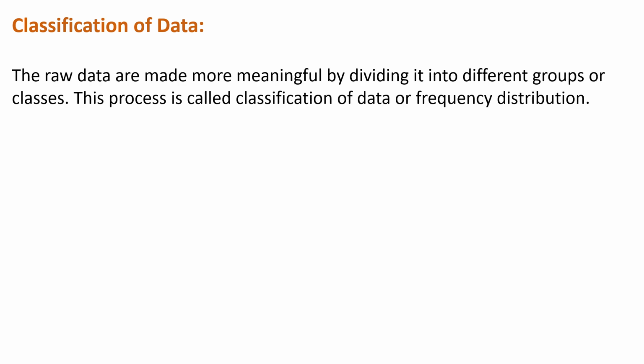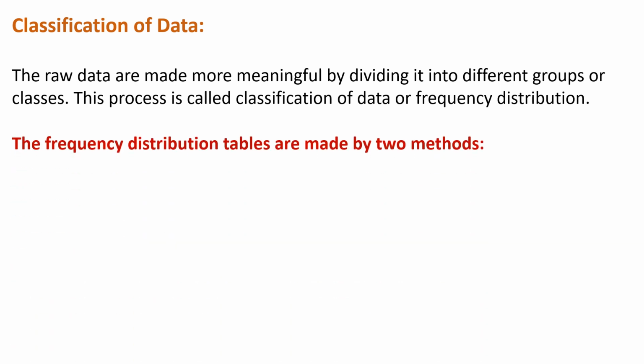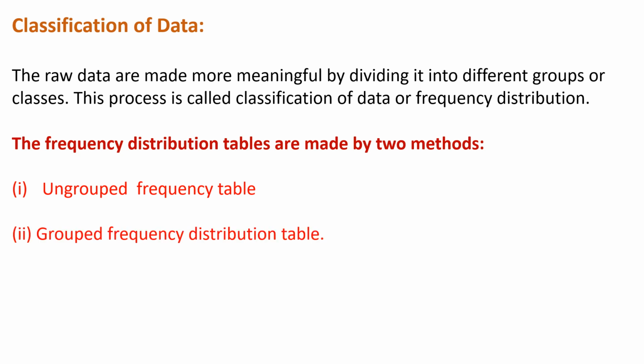What do you mean by classification of data, students? The raw data is made more meaningful by dividing it into different groups or classes. This process is called classification of data or frequency distribution. The frequency distribution tables are made by two methods. One is the ungrouped frequency table and the second one is the grouped frequency distribution table.